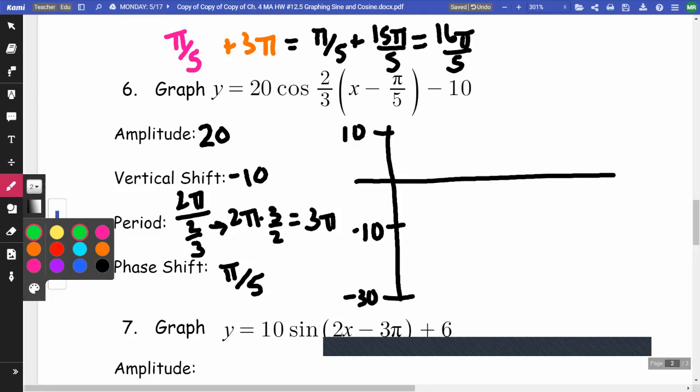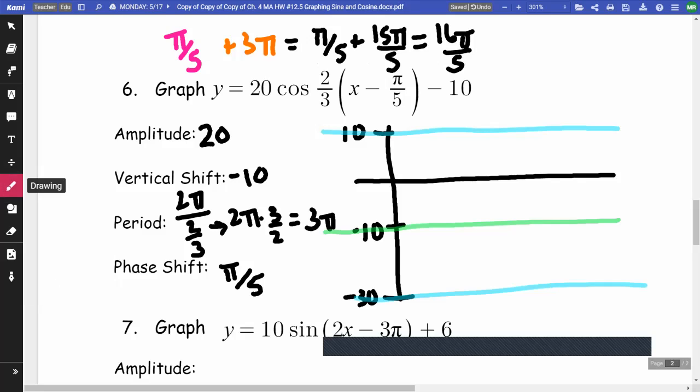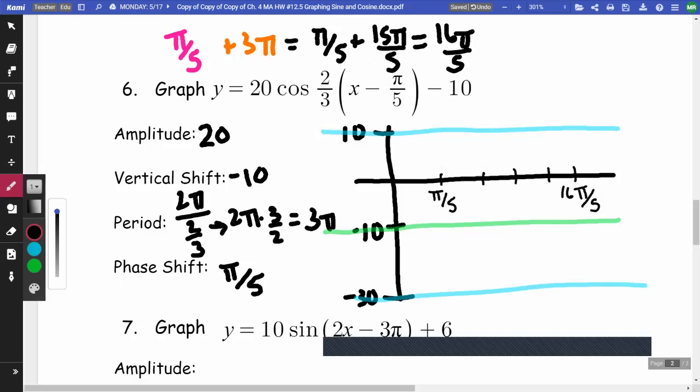So this is my vertical shift, my high, my low, and when I'm going to scale, let me scale it with the thinner. I'm going to be starting at my pi fifths, and I'm going to go 1, 2, 3, 4, 5. Again, I don't need to label all those radians, but it's going to end at 16 pi fifths. So that's where it's going to end. And then we're going to plot this.